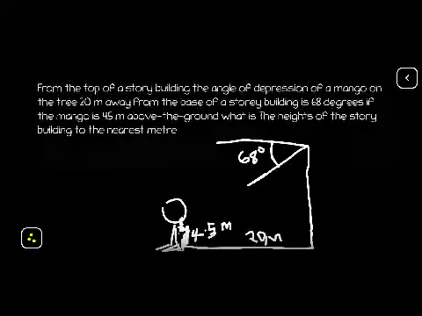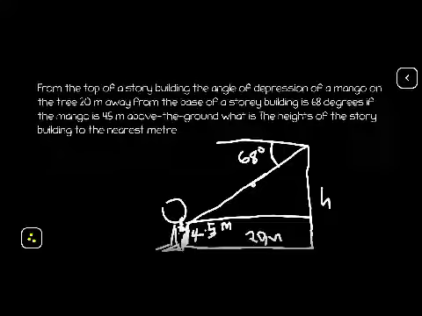I think I will draw this diagram again on another page, but let's just draft it out first. They ask, what is the height of the story building? The height of the story building is what we do not know. The angle of depression is going to be from the mango on the tree, so it's going to stop at the mango point, and then we have a line drawn this way. We already know that the angle of depression is alternate to the angle of elevation from the mango to the top of the story building. So here is also going to be 68 degrees. So we know this now.